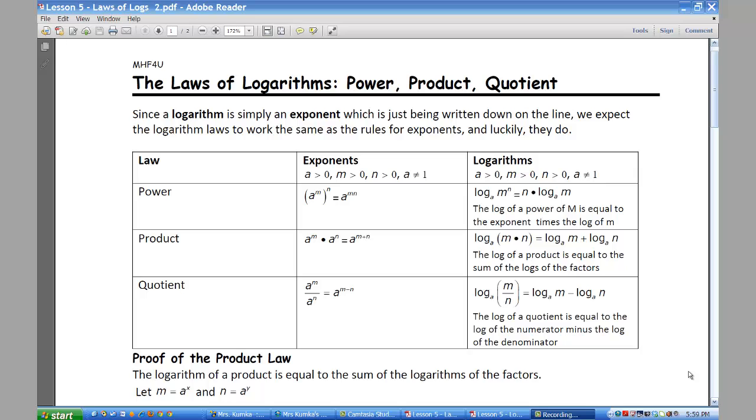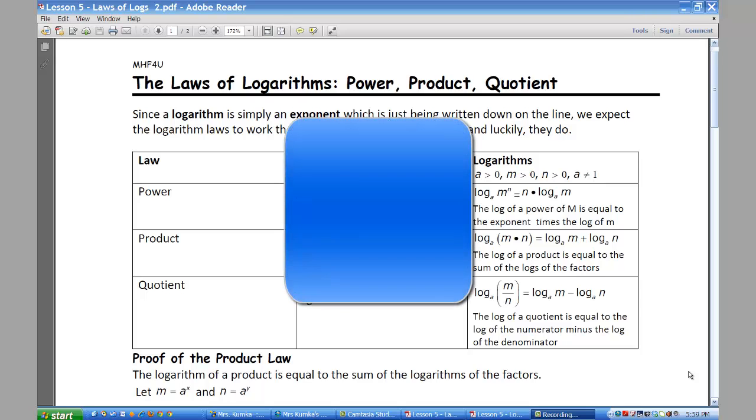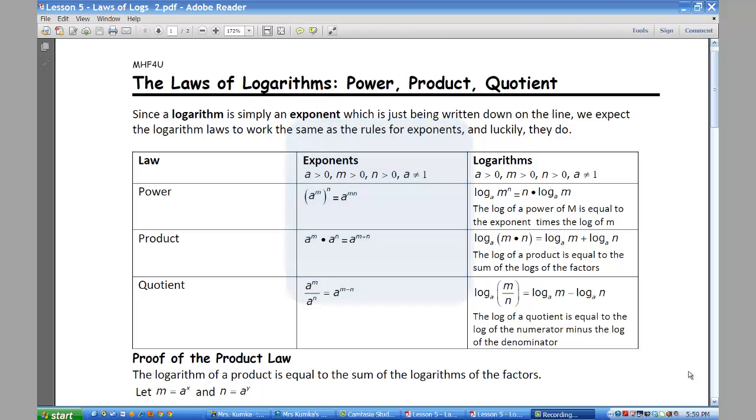Hi everybody, today we're talking about the laws of logs again. We've talked about the power law. Today we're just bringing in two more laws: the product law and the quotient law. For the power law, remember when we had a power in the answer, we were bringing the exponent to the front, just like it's here. Log a of m to the power of n, we were bringing n to the front. Sometimes we'll need to move it back to where m is, but you'll see it later.